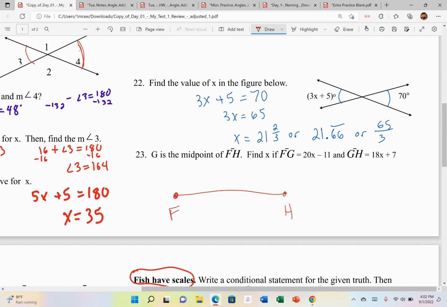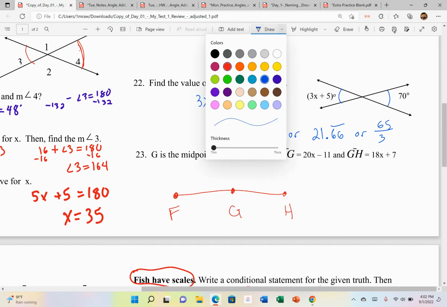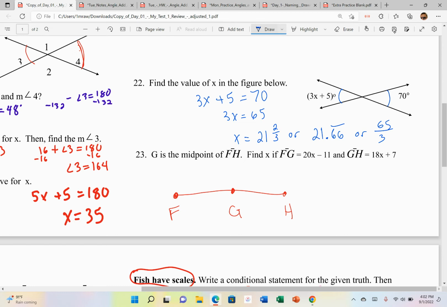I wish I would just make it a straight line. G is the midpoint. Yeah. Is that enough for me to say that that's the midpoint? No, we got to have our congruency marks, right? So G is the midpoint of FH.